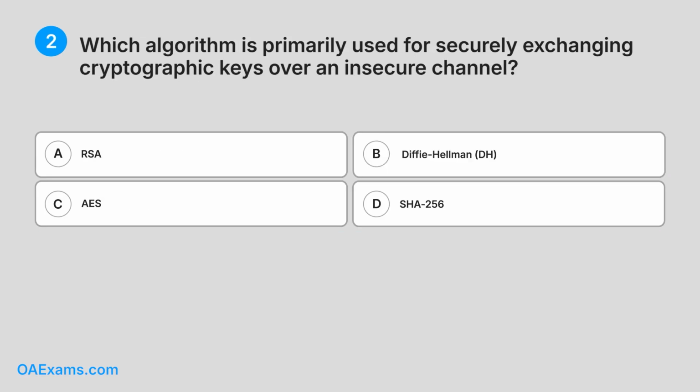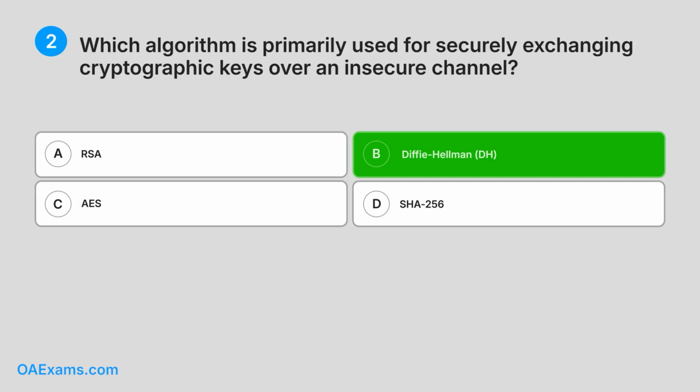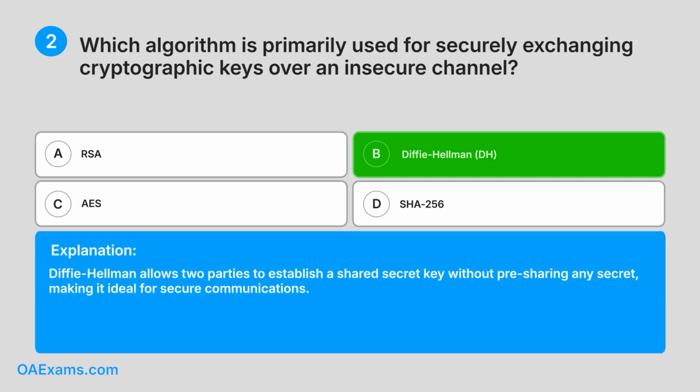2. Which algorithm is primarily used for securely exchanging cryptographic keys over an insecure channel? A. RSA. B. Diffie-Hellman. C. AES. D. SHA-256. What do you think is the answer? Correct answer: B. Diffie-Hellman. Explanation: Diffie-Hellman allows two parties to establish a shared secret key without pre-sharing any secret, making it ideal for secure communications.